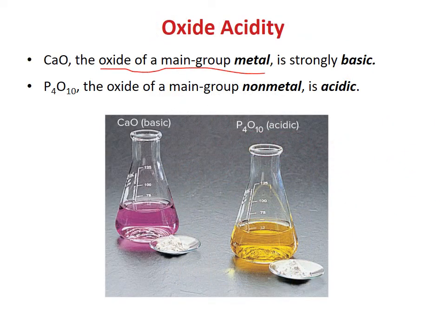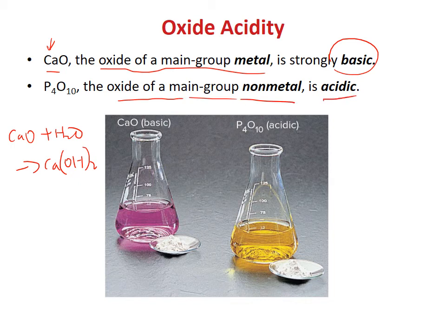The oxide of a main group metal is strongly basic. Calcium is a metal, and calcium oxide is basic. This is because calcium oxide, when water is added, forms calcium hydroxide, which is a base. The oxide of a main group nonmetal is acidic. Phosphorus is a nonmetal, so P4O10 in aqueous solution is acidic, because the oxide adds water to form acids.